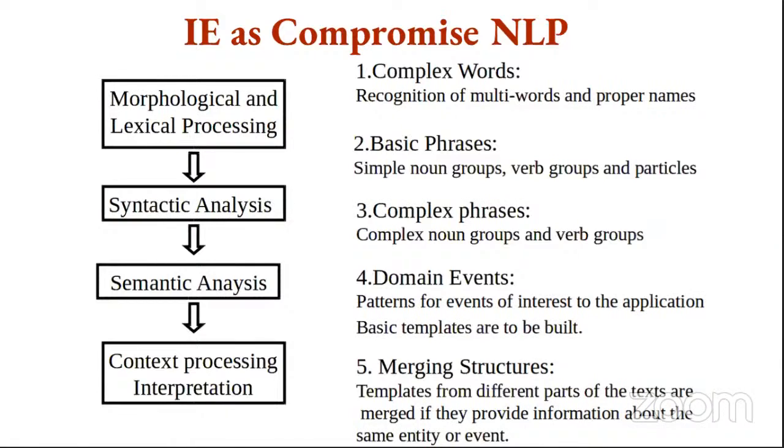So first is the complex word identification. With the use of the morphological or lexical processing, we have to recognize the multiple words and the proper names. Then basic phrases, simple noun groups, verb groups and the particles have to be identified. Then complex phrases, complex noun groups and verb groups have to be found out. Domain events, patterns for events of interest to the application. Basic templates have to be built, so you have to understand what basic template event has to be detected and generate the template for the same. And then templates from different parts of the text are merged to understand the type of the entity or the event.